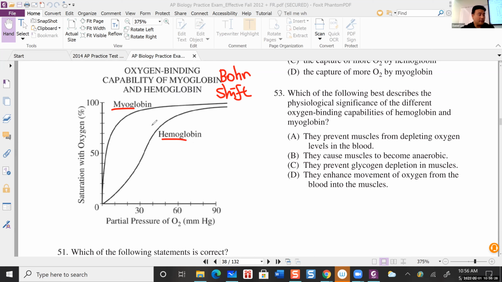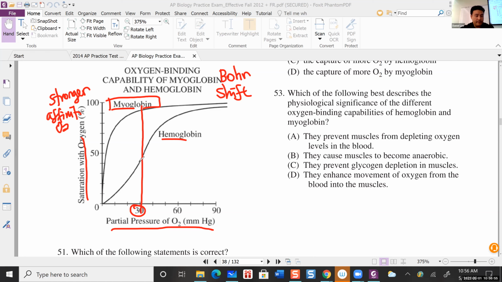Myoglobin, hemoglobin: if I would ask you who has stronger affinity for oxygen, it will be myoglobin. It has a stronger attraction for O2 at any partial pressure, yeah? Because the saturation with oxygen is higher in myoglobin than hemoglobin. For example, if you look at 30, here hemoglobin is less than 50%, myoglobin is like 90%. So it has stronger attraction for oxygen, okay?